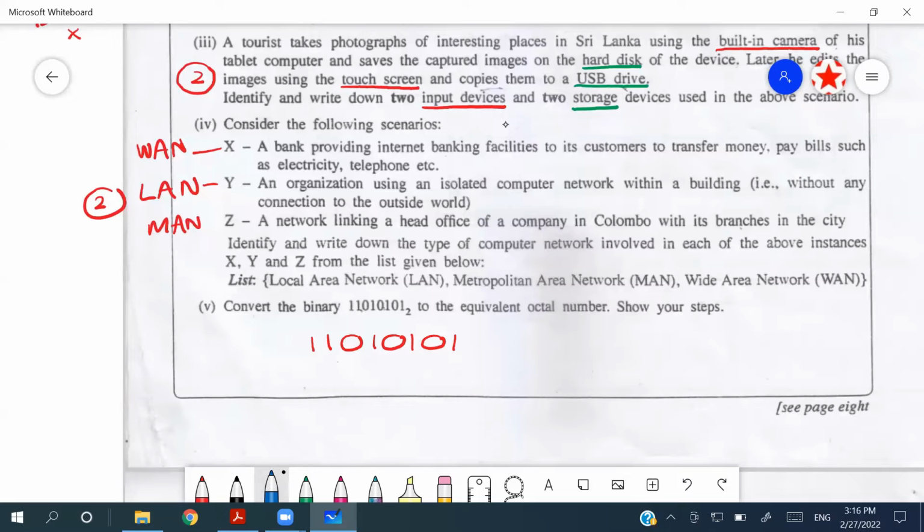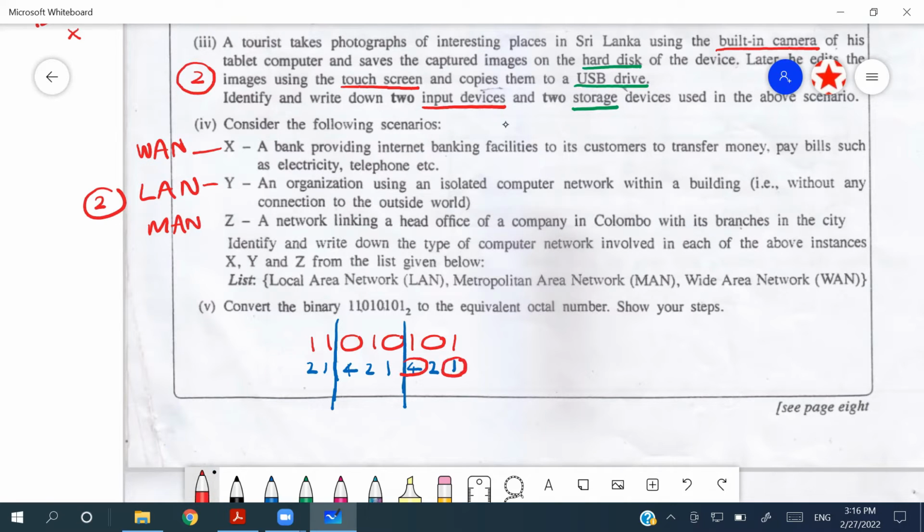Then we are going to divide it into 3 bit groups. So each and every group is considered as a small binary value, which has the place values 1, 2, and 4. And we convert those place values into a particular octal number.